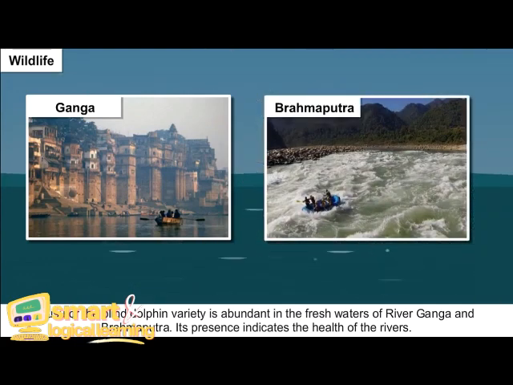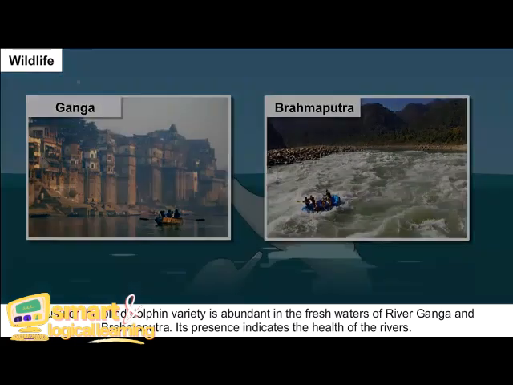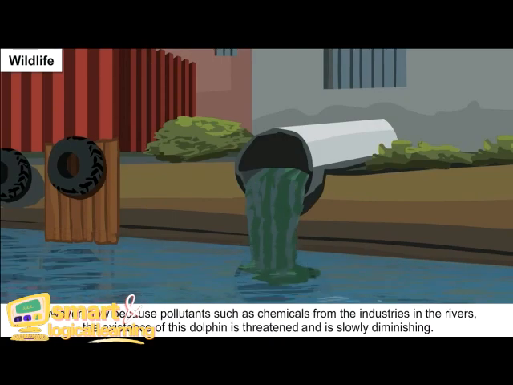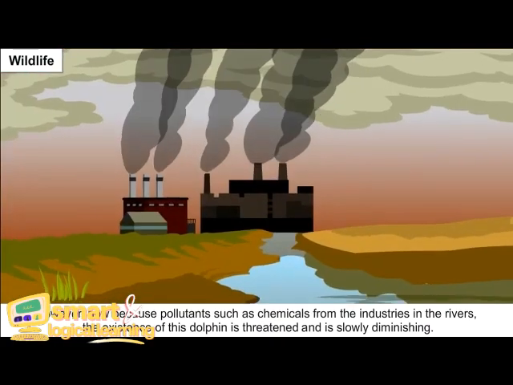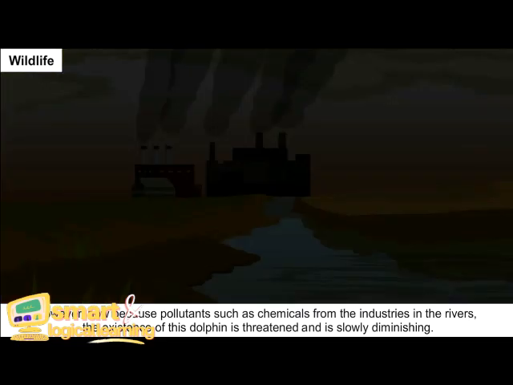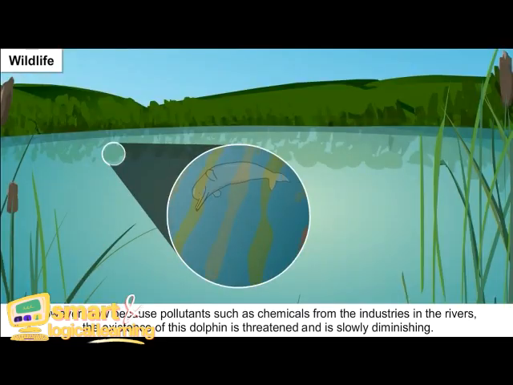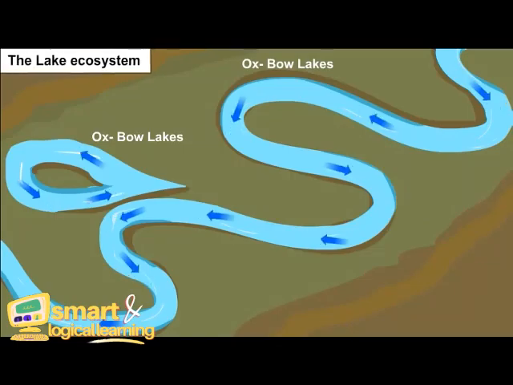Its presence indicates the health of the rivers. However, now because of pollutants such as chemicals from the industries in the rivers, the existence of this dolphin is threatened and is slowly diminishing. The lake ecosystem.